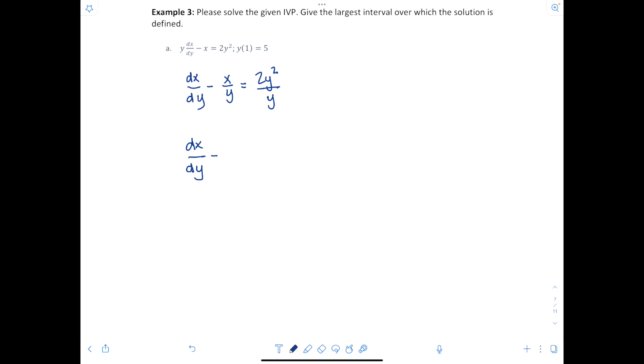And actually, let's write this a little differently. Now we're going to be looking at f of y and p of y because the dx was in the numerator there. So we want 1 over y times x. So this will be our p of y. And then that's going to equal 2y. So we now have f of y is 2y. P of y is 1 over y.